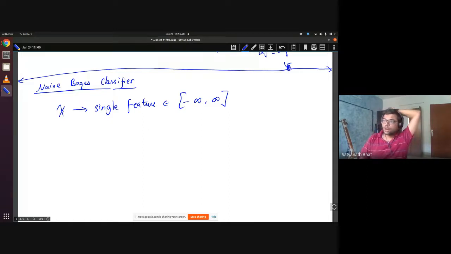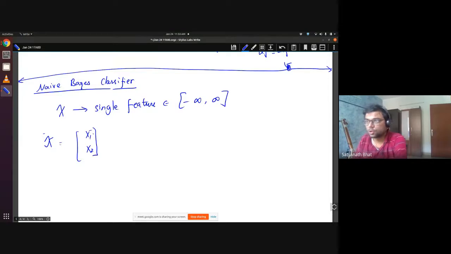Now, what if there are multiple features? Suppose x is a vector. That means there is some x1, let's say x1 and x2. There are two features, for example, and I would like to predict some output y looking at the two features. Let me give you an example of male and female: there are two features, and there are two class labels, male and female. So if you have something like this, how do we extend everything?